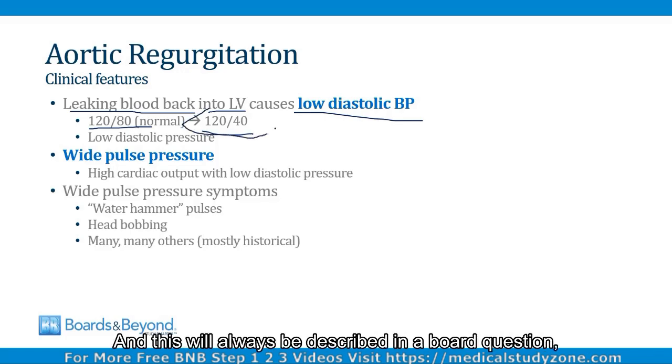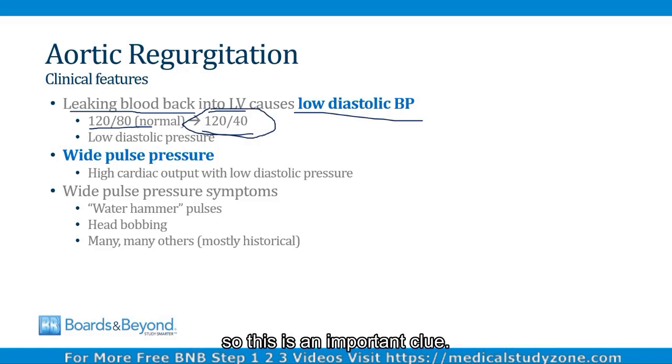And this will always be described in a board question, so this is an important clue if they show you a murmur that you can't identify. If the diastolic blood pressure is low, that strongly suggests aortic regurgitation is the cause of the murmur.